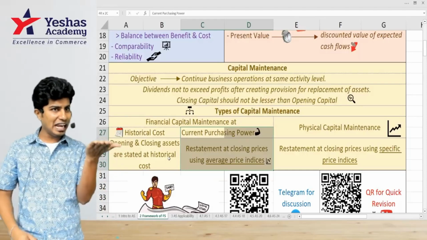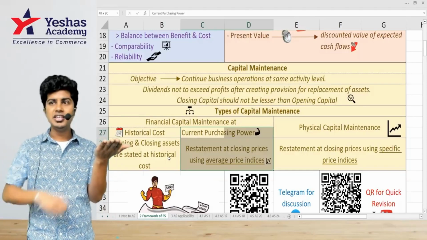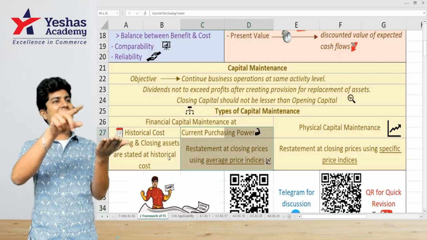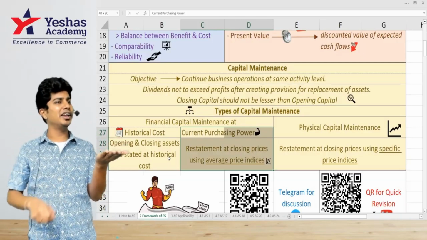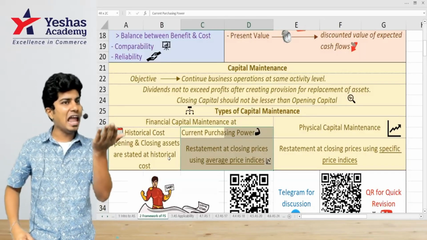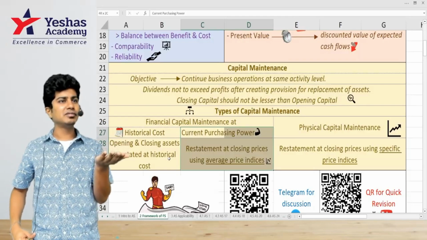So last year I had 1 lakh rupees. Am I right? This year it should be 15% more. 1 lakh into 115 divided by 100. How much should the capital be? 1 lakh 15,000. How much should be capital?